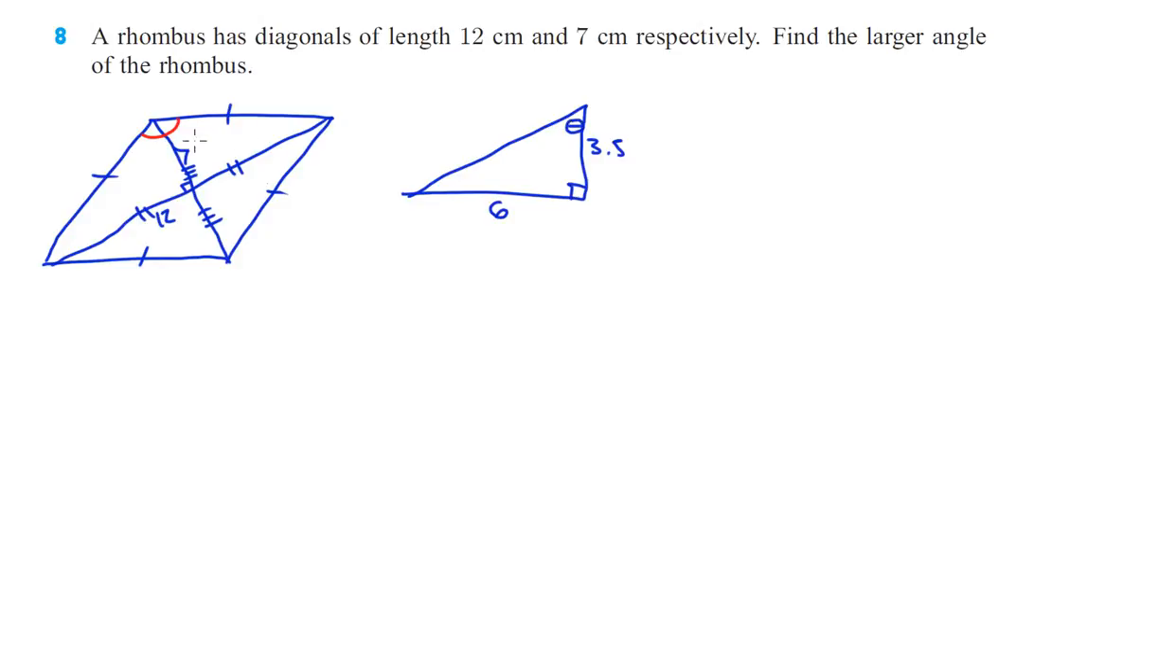And then if we double it, then that'll be the larger angle of the rhombus. So from this angle, this side here is the opposite. This side here is the adjacent. Okay, so with SOHCAHTOA, opposite and adjacent is tangent. So we're going to want to do tangent theta equals opposite, which is 6, over adjacent, which is 3.5.